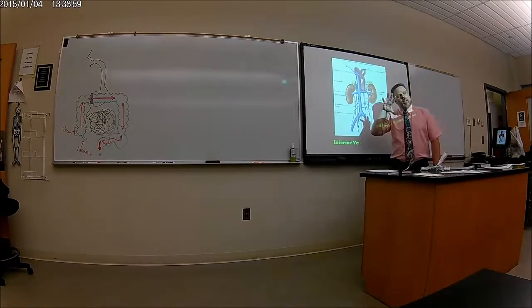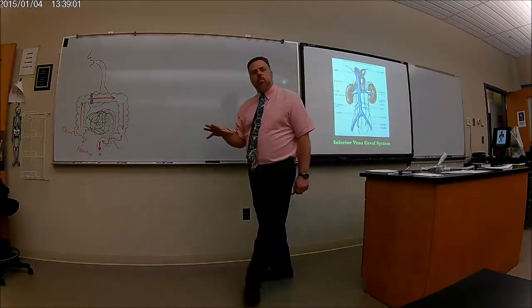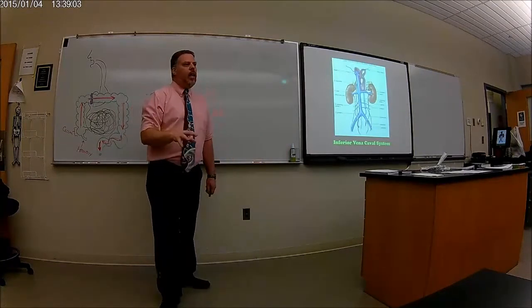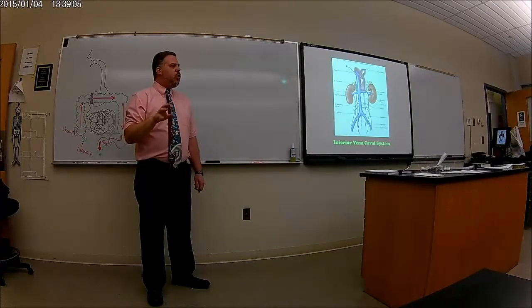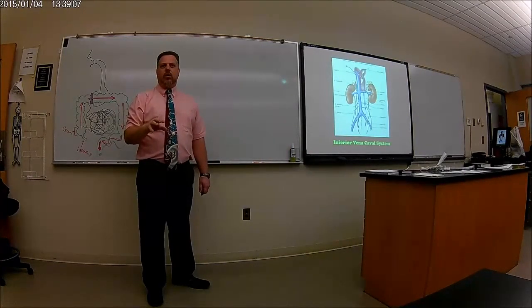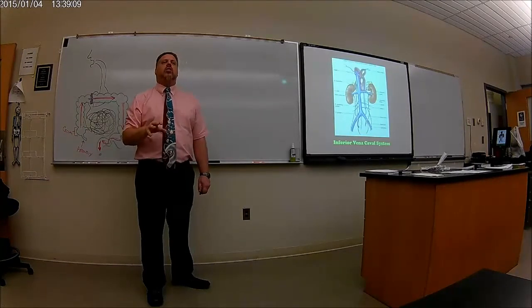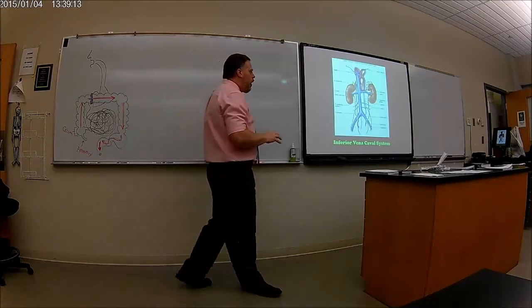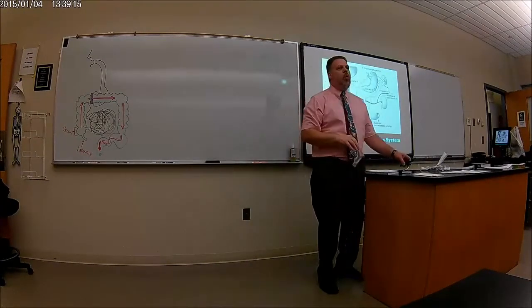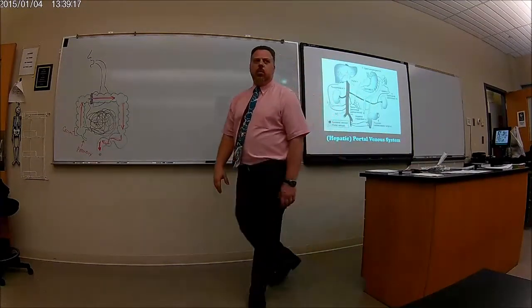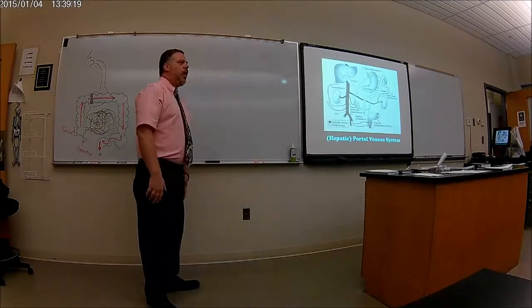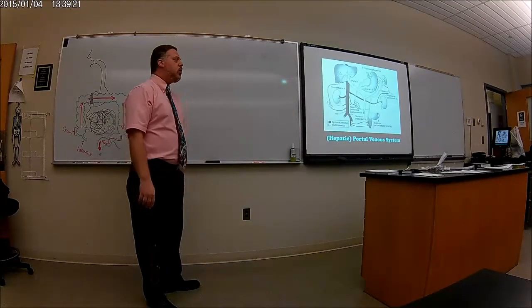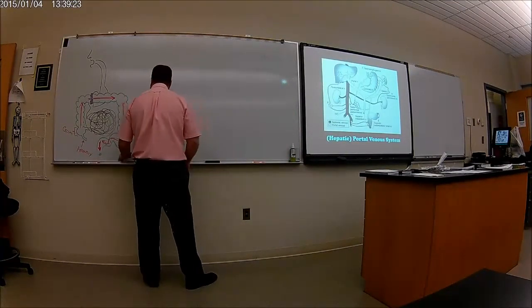But there's something that's missing out of here. You're not getting the inferior and superior mesenteric veins. But we have another system, and I'll explain why we have this other system. The other system is called the hepatic portal venous system. So let me draw it out for you, and then I want to show you the significance of this. Okay?